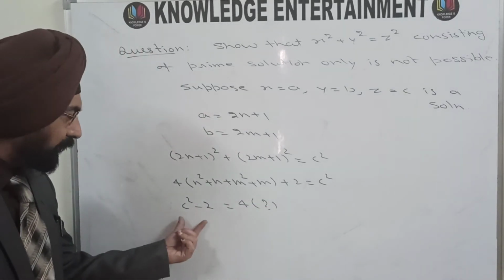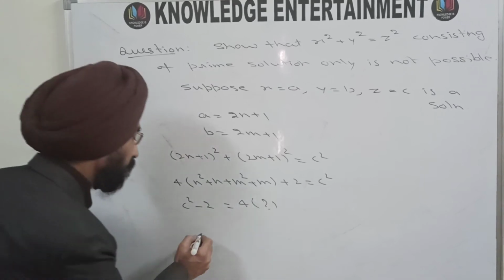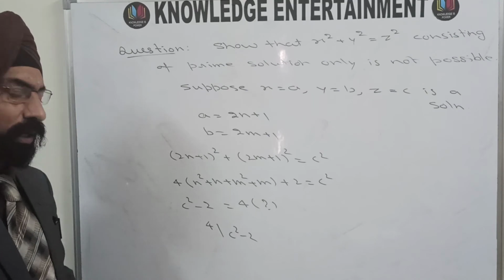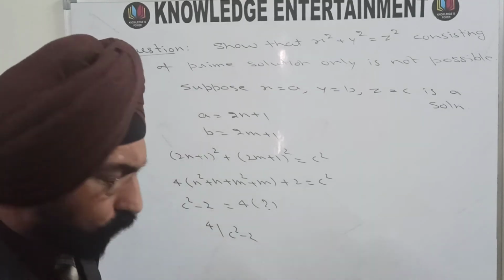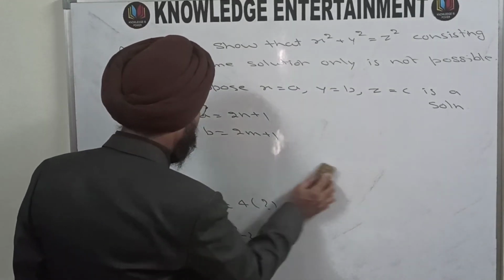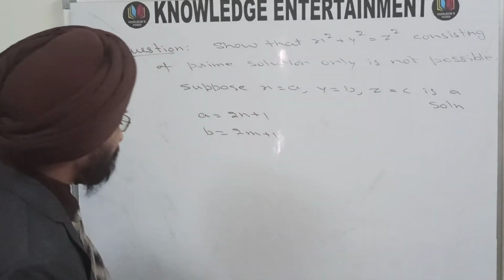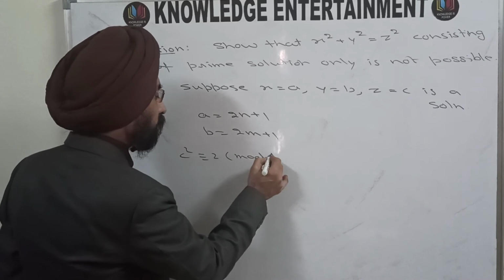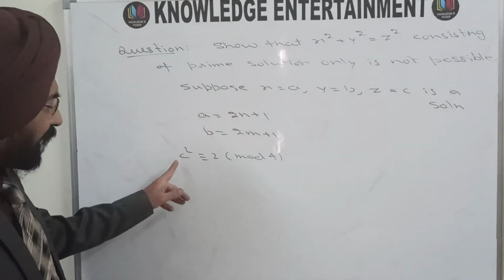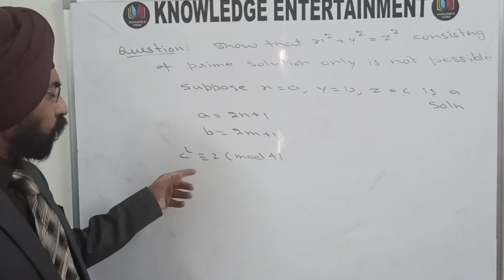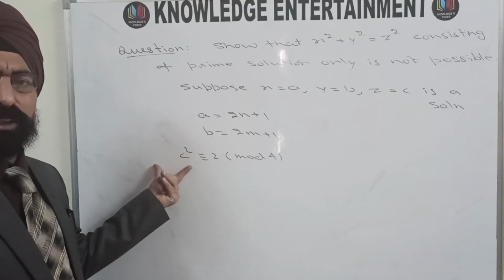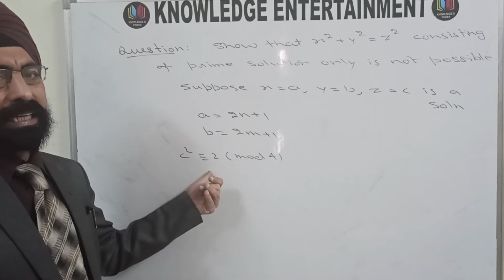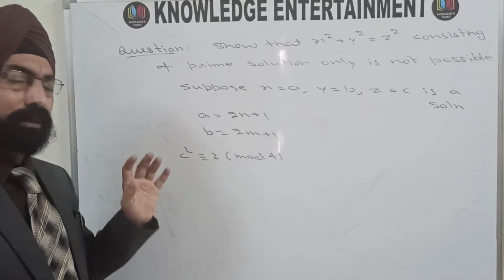And if something is 4 times something, it is divisible by 4. So that means 4 divides C square minus 2. 4 divides C square minus 2 means C square is congruent to 2 modulo 4. So what you are going to get here is that C square is congruent to 2 modulo 4. C cannot be odd, because if C is odd, the square of an odd number is odd, and an odd number divided by 4 cannot give you an even remainder. So that means C must be even.